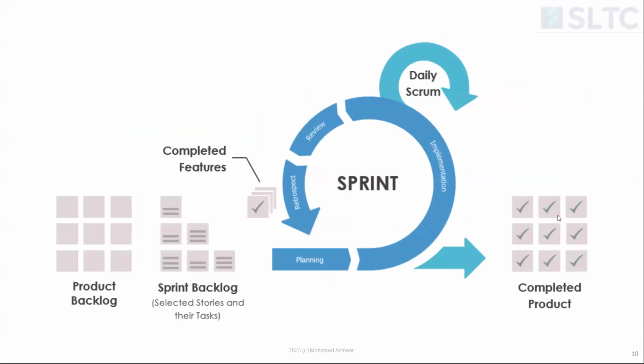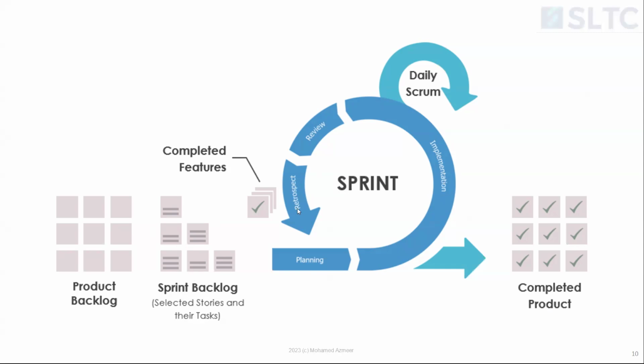Okay. Here's another way to look at the whole thing. So product backlog, we have a lot of features here. We pick up some features and that comes to something called the sprint backlog. These are the selected stories and their tasks. And then goes to planning. This is the sprint planning. And then sprint programming, that is implementation. And then we do review and sprint is over.